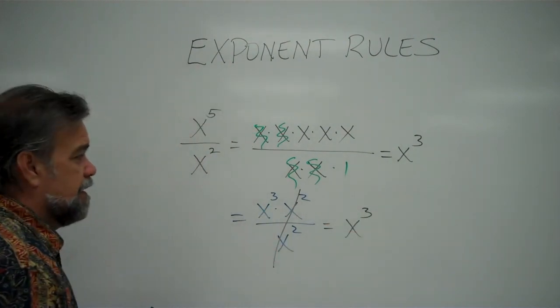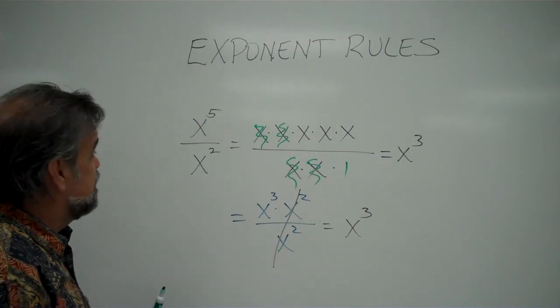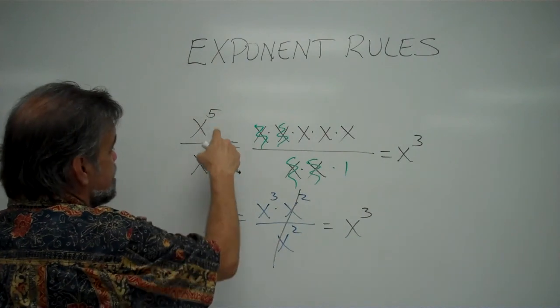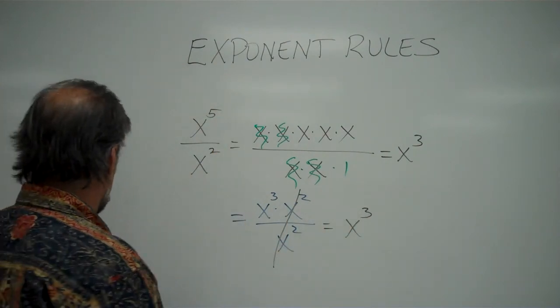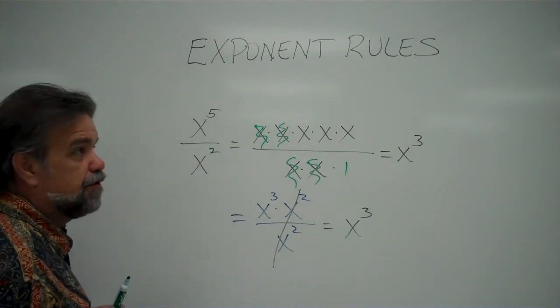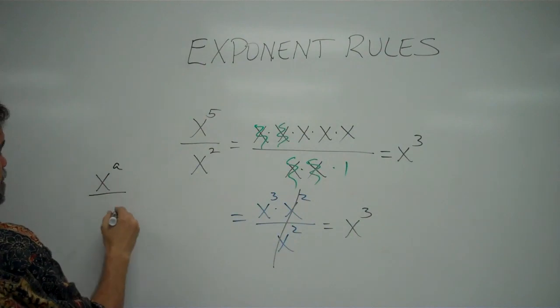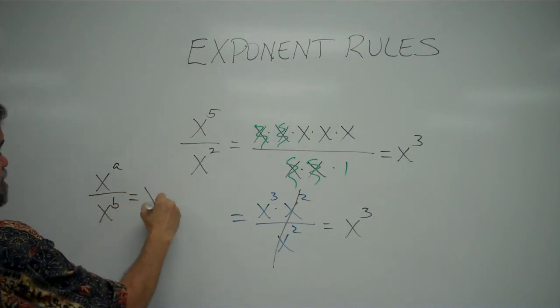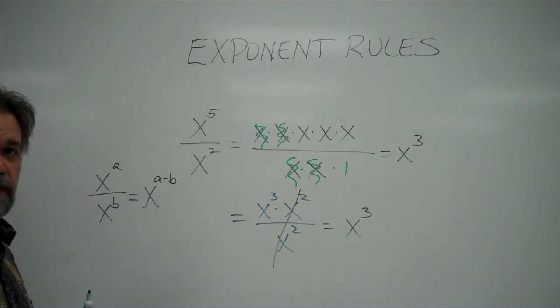Now, what's the easiest way to do this problem? The easiest way to do this problem is to look at this and say, hey, isn't 5 minus 2 equal to 3? Oh, yes, it is. So what does that mean? It means I have my third rule. And my third rule is x to the a power divided by x to the b power is x to the a minus b power. Okay? Keep it up? I hope so.